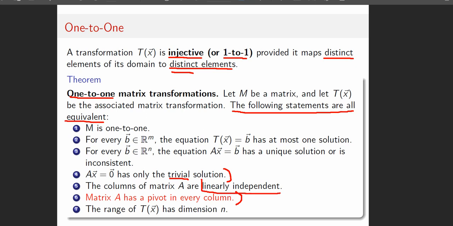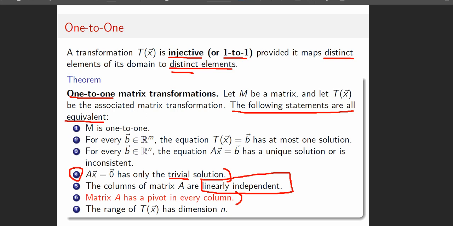Notice that this is essentially the definition of what it means to have a pivot in every column, right? All the pivots indicate columns that are linearly independent. So if I have 3 pivots in a 5x5 matrix, the 3 columns that the pivots are in are linearly independent if I treat them as vectors. So 5 and 6 mean exactly the same thing, and then 4 here is an interesting fact of one-to-one matrix transformations, that the 0 vector gets mapped to the 0 vector.